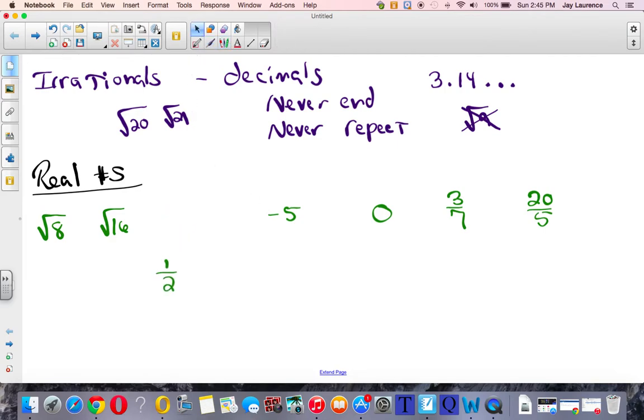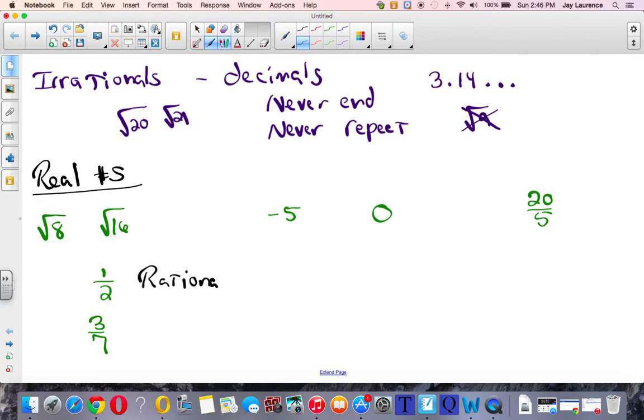Well, the 1/2 is pretty easy, and the 3/7 is pretty easy. They both have the same classifications. Well, almost. I better separate them here, okay? Neither of them are natural. No. Neither are whole numbers. Neither are integers. They're both rational. Okay, so rational. Okay. Of course, they're both real.